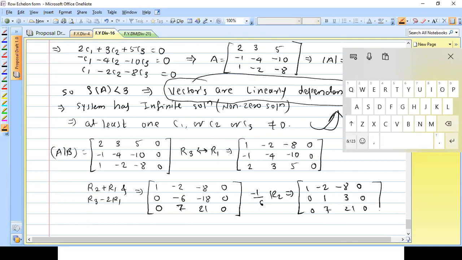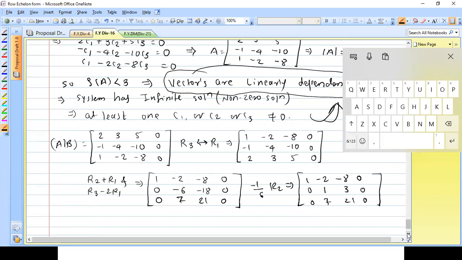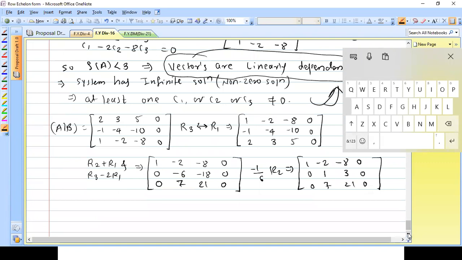What is the next operation? We can swap R2 and R3 also. Yes, no problem, you will get the same answer. So R3 minus 7 into R2. So you are getting 1 minus 2 minus 8 0, then 0 1 3 0, and you are getting 0 0 0 0.